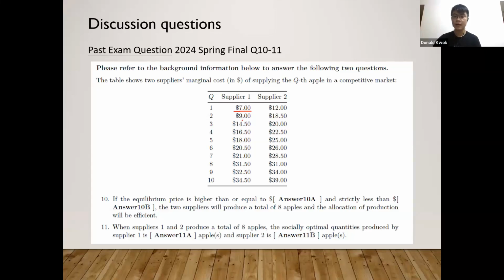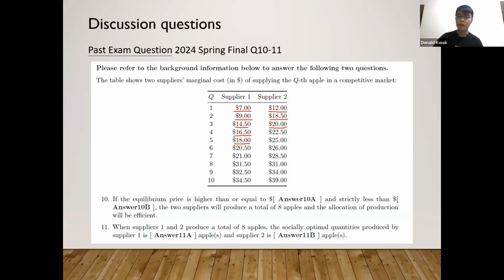Well, if the price is now higher, let's say $9, then the total quantity supplied is 2, which are both produced by supply 1. And if the price is now further higher, okay, let's say $12, then the total quantity supplied is 3, 2 produced by supply 1, and 1 unit supplied by supply 2. Okay, so continue with this logic, and you should be able to find out that when the price is $20, then the total quantity supplied of apples is 8, 5 units produced by supply 1, and 3 units produced by supply 2.